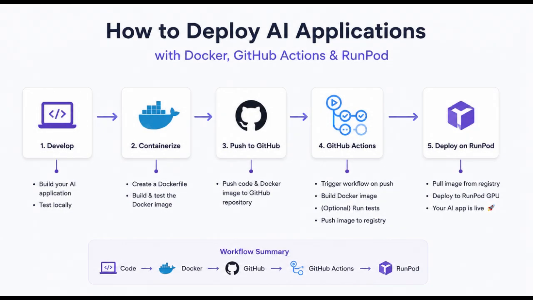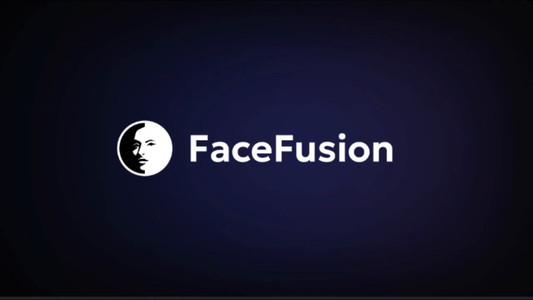In this tutorial, you will learn a development workflow that you can use for many AI applications, not just one specific project. We are going to cover how to package an AI application with Docker, automate deployment with GitHub Actions, and run it on a powerful GPU using RunPod. To make everything practical, we will use Fist Fusion as our example project.